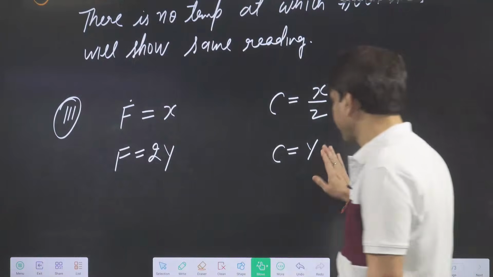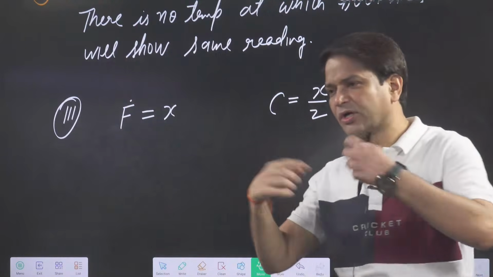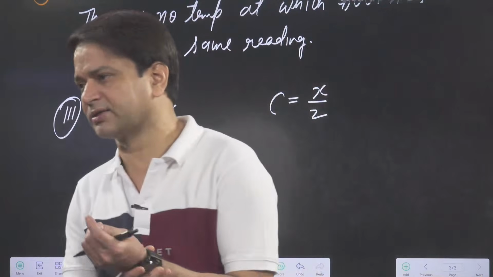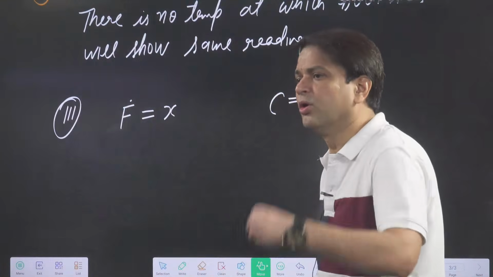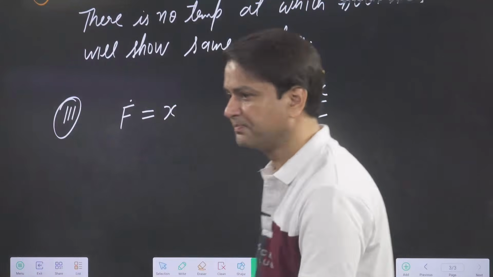So I will not prefer the second one, I will go to the first one, because I am asking in Fahrenheit scale, so directly I assume the Fahrenheit scale is equal to X. Then I can say Celsius will be X by 2. After finding the X value, no need to think anything, directly we will check the option. Okay.